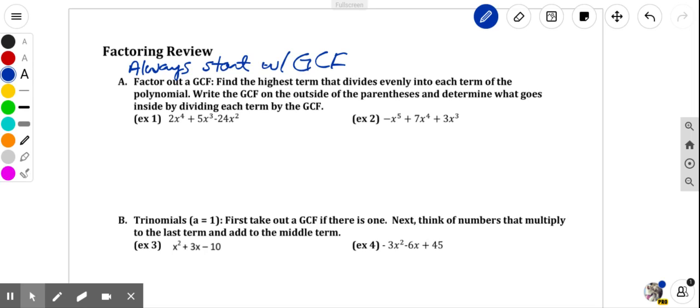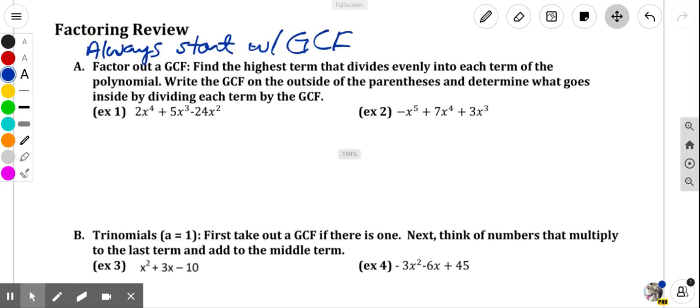Basically, you look at the terms and see if they have any numbers in common, like anything that goes into all of them evenly, or any variables in common, like say they all have at least one x or they all have at least two x, something like that. If your first term is negative, you always want to take out a negative GCF. That's something else to note.